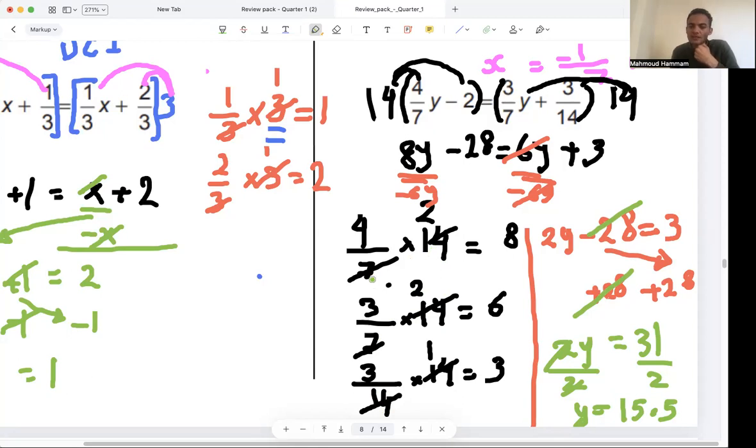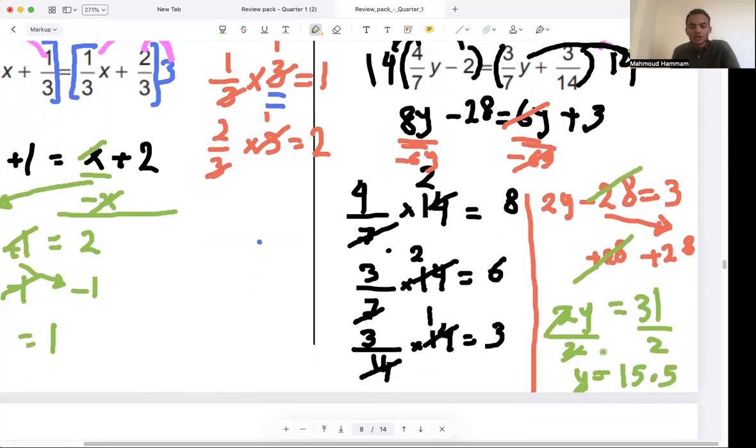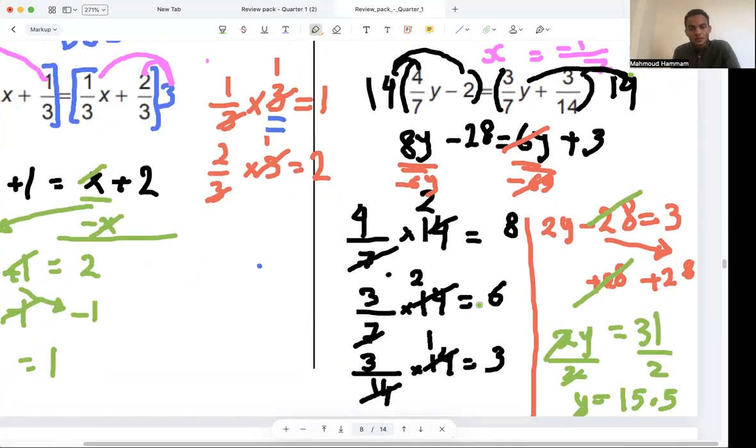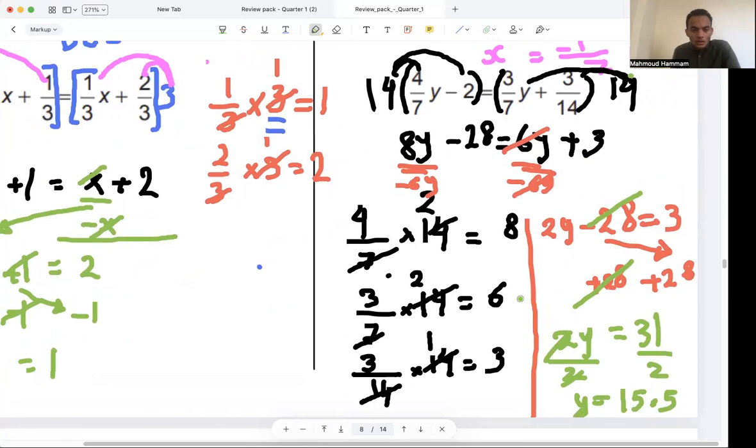So what is this number? If we thought of 7, 7 is divisible by 7, yes. But is it divisible by 14? No. So I should think of another number. What about 14? Yes. 14 divided by 7 is 2. 14 divided by 14 is 1. So it's divisible by the 7 and the 14. And then we multiply both sides by 14. Distribute, combine the like terms, the y's together and the numbers together. And finally, you get y equals 15.5. Questions here?